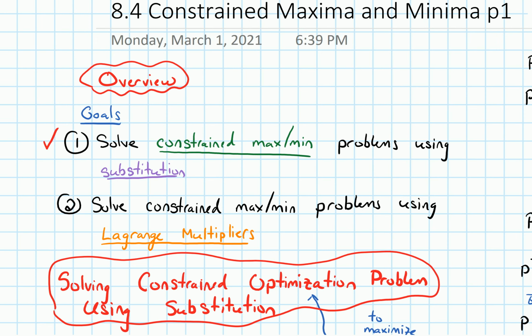So in terms of our goals for this section, over the last several videos, we've talked about how to solve these max-min problems that involve a constraint using 2 techniques, using substitution and using Lagrange multipliers. We have satisfied both of our goals now.